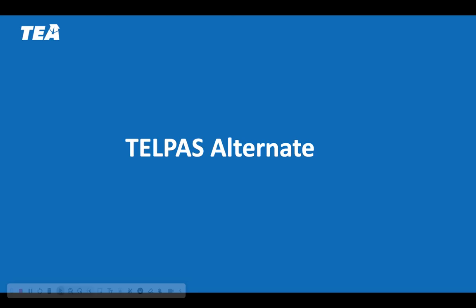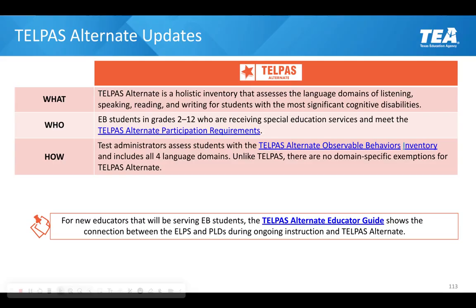Now we're going to move on to TELPAS Alternate. TELPAS Alternate is a holistic inventory, like a survey, that assesses the language domains of listening, speaking, and writing for students with the most significant cognitive disabilities.